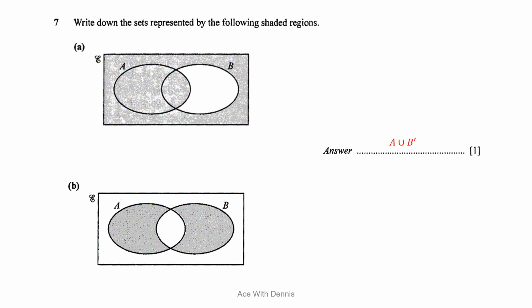B. This is the diagram for question B. It is 1 mark. The first thing we have to do is look at this shaded region. It is A intersect with B complement. Also this region, this is A complement intersect with B, and we combine these two sets together will be the shaded region. Hence, the notation will be A intersect with B complement union with A complement intersect with B.